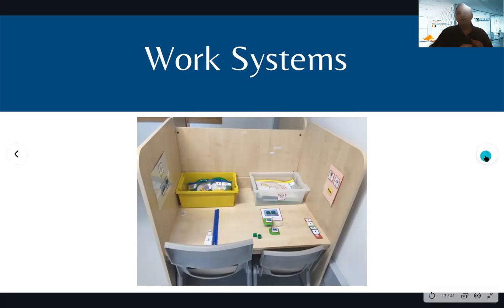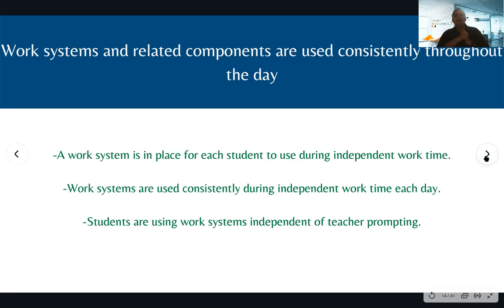So work systems. Work systems and related components are used consistently throughout the day. A work system is in place for each student to use during independent work time. Work systems are used consistently during independent work time each day, and students are using work systems independent of teacher prompting. So a couple of things about this.